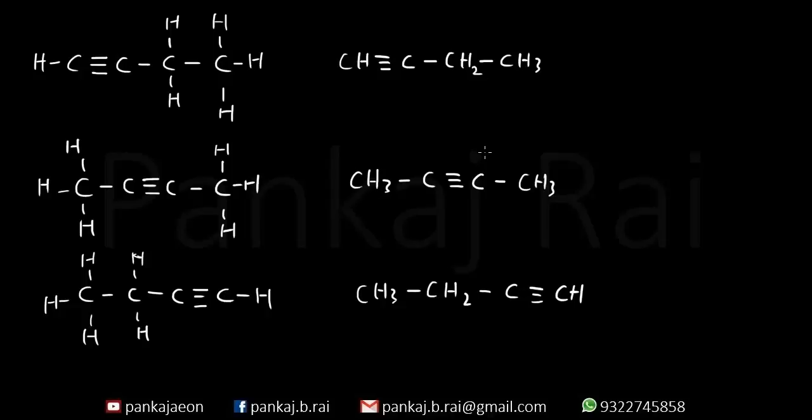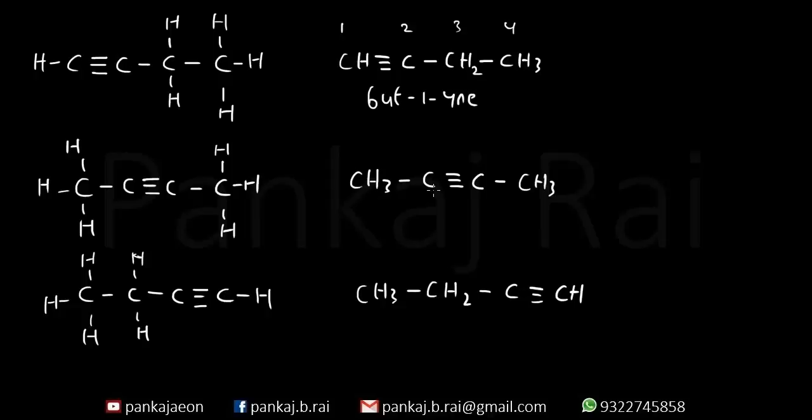Now let us move ahead with naming. Now they all are called butane, but depending on the position, their naming will change. As I have already discussed, numbering should begin from the carbon atom which is closest to the triple bond. So this carbon is closest to the triple bond and not this one. So numbering will begin from here. This will be first carbon, second, third and fourth. Here the triple bond is lying between the first and the second carbon. So we can say the triple bond is beginning from the first carbon. So it will be named as but-1-yne.